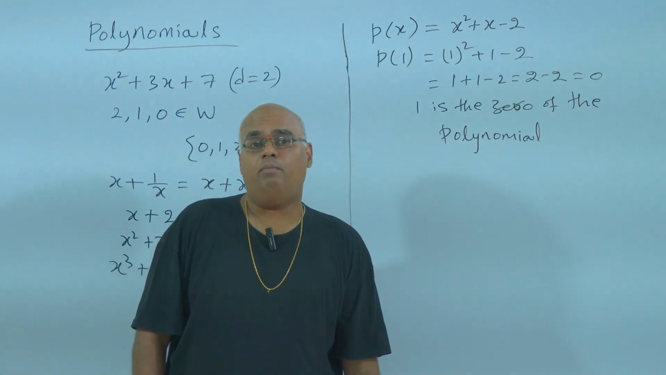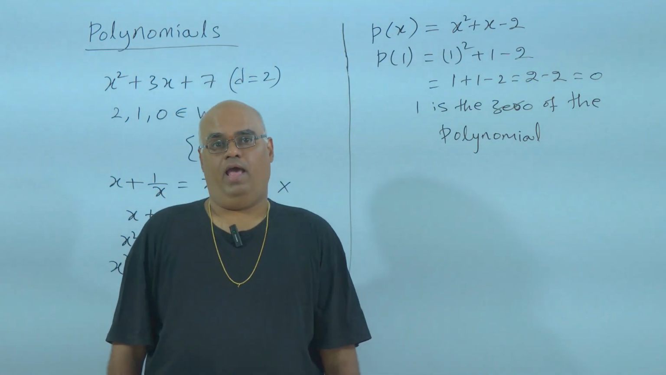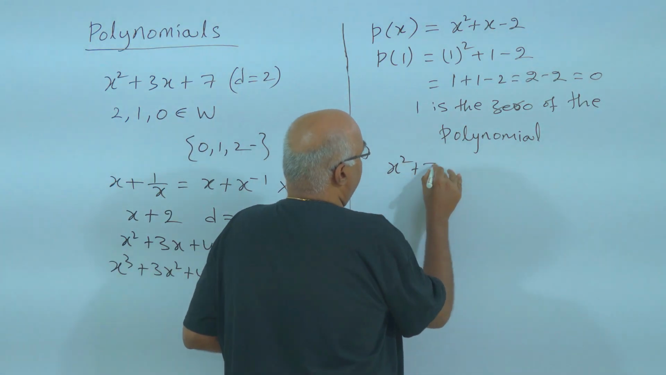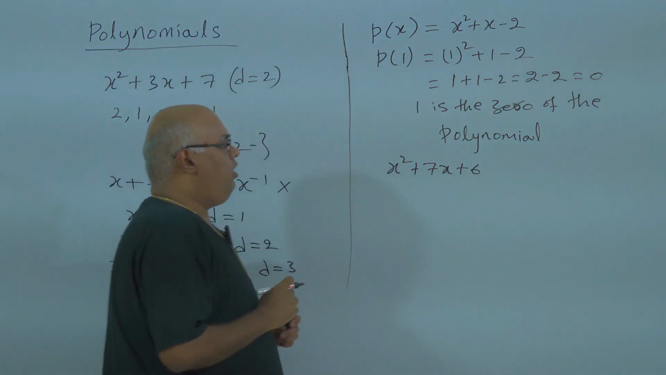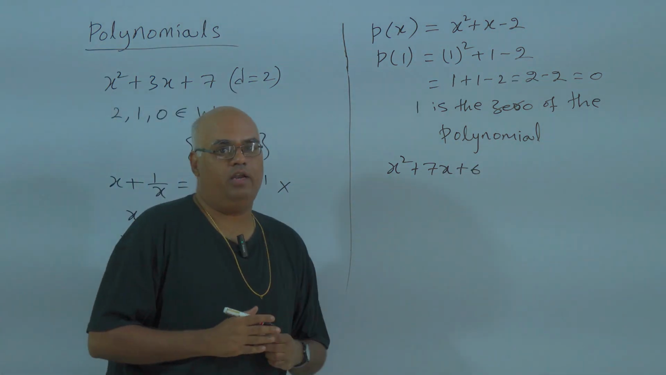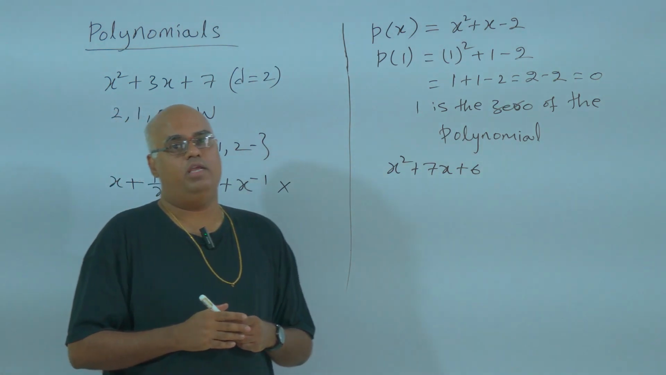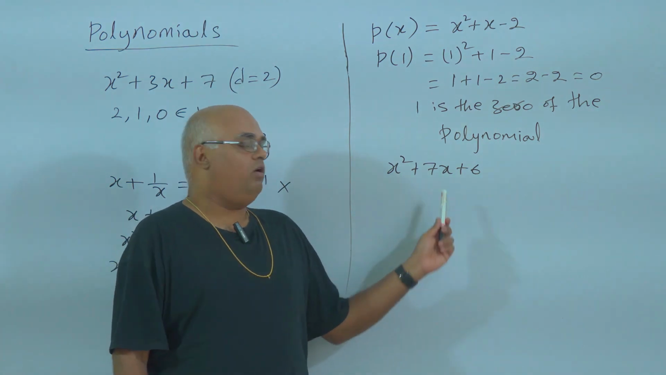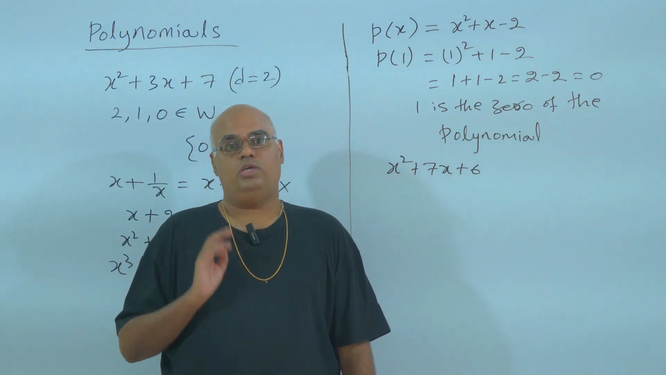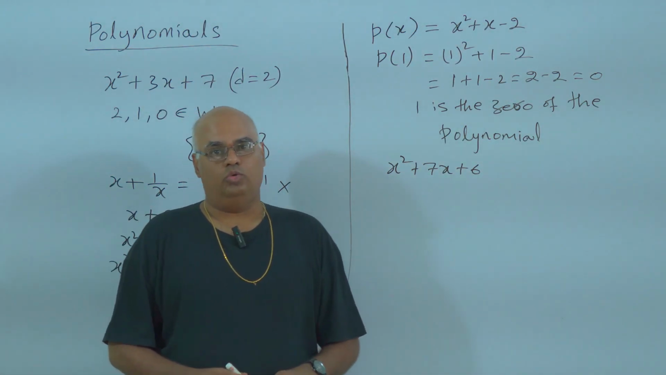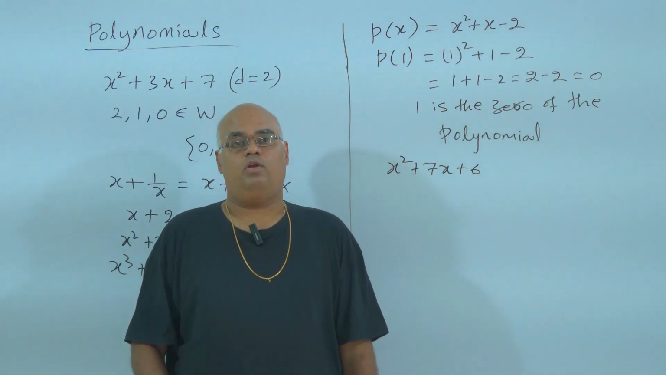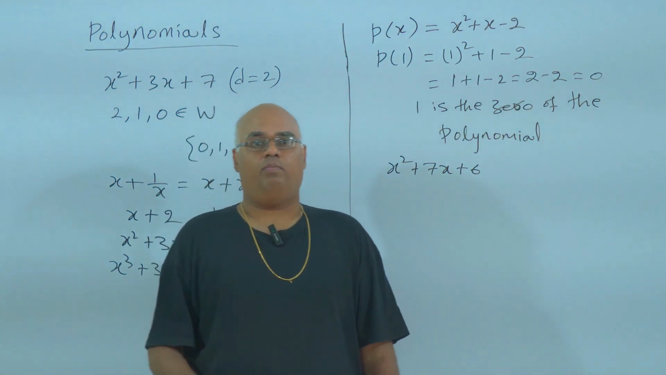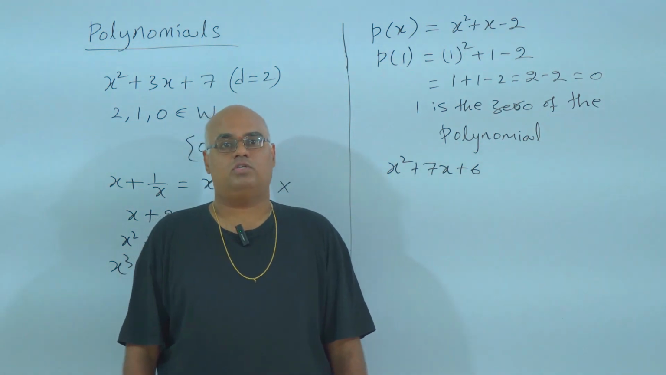Now let us see how many zeros a polynomial can have. So for example, I will take a quadratic polynomial x square plus 7x plus 6. So this is a quadratic polynomial. What is the degree of this quadratic polynomial? We know that the degree of a quadratic polynomial is 2. So as the degree of this polynomial is 2, this polynomial can at most have 2 zeros. If the degree of the polynomial is 2, then the number of zeros of the polynomial can be at most 2. It cannot be more than 2. So it is the degree of the polynomial that determines the number of zeros of the polynomial.